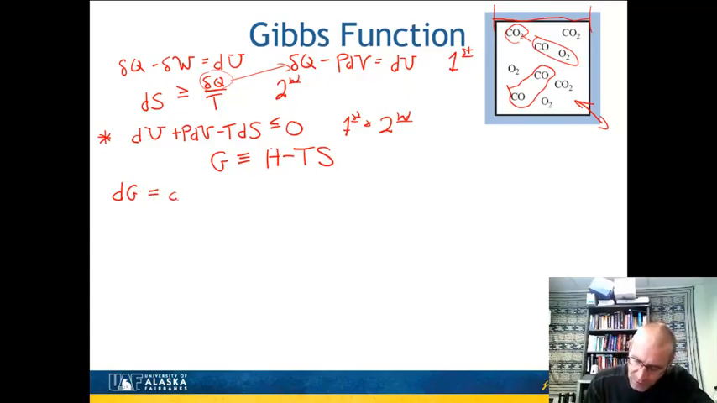So dG is going to be equal to dH, and then I'm going to distribute the differential between Ts. So minus T dS minus S dT. So right there, that's just some calculus on that definition of that function.